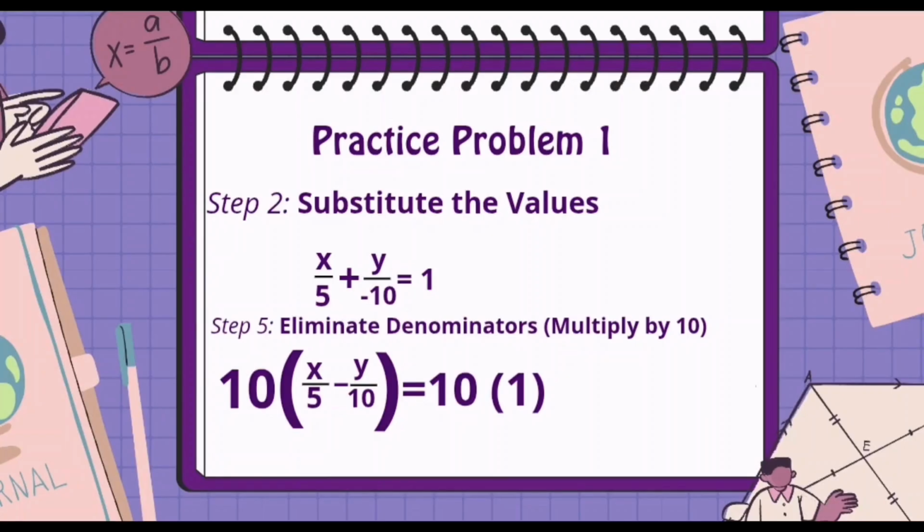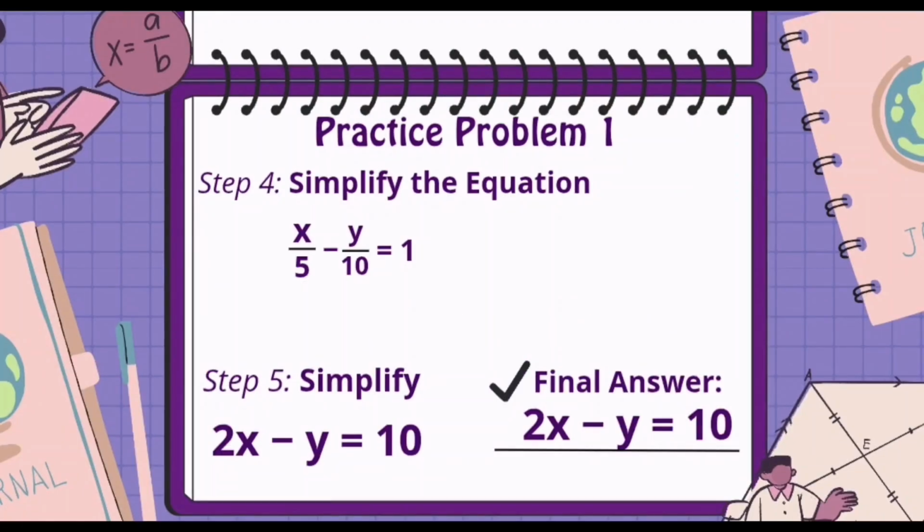After that, we are going to eliminate denominators. To remove fractions, multiply all terms by 10. The LCM of 5 and 10 is 10. So 10 multiplied by the quantity x divided by 5 minus y divided by 10 equals 10 multiplied by 1. After that, we are going to simplify the signs, since dividing by negative 10 is negative. So x over 5 minus y over 10 is equal to 1.